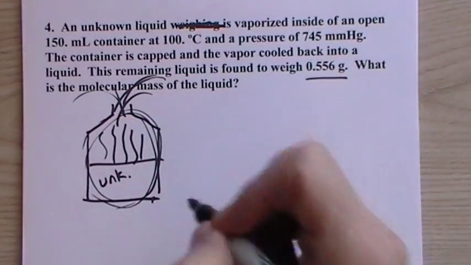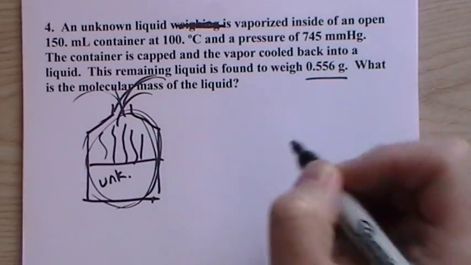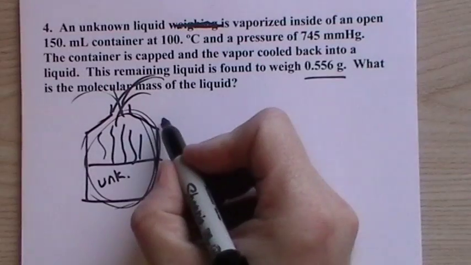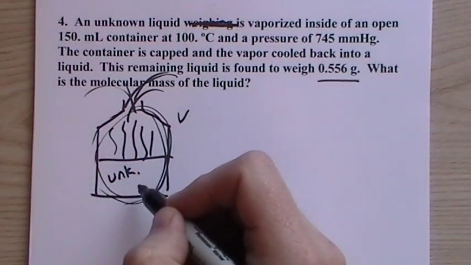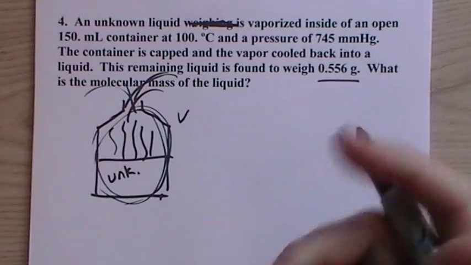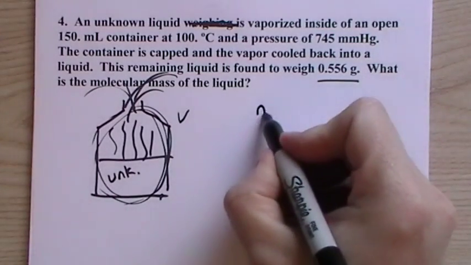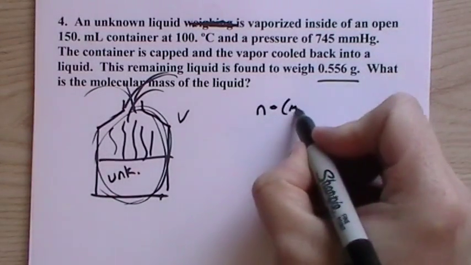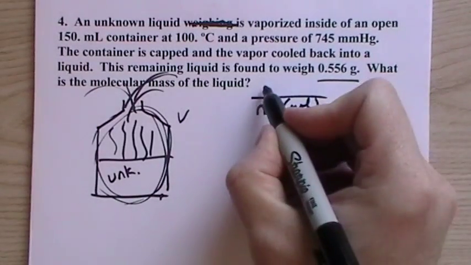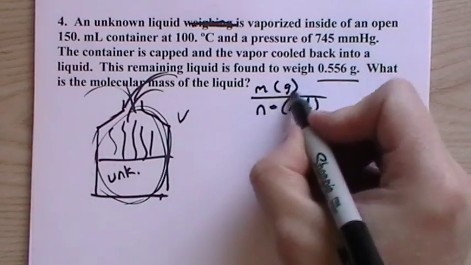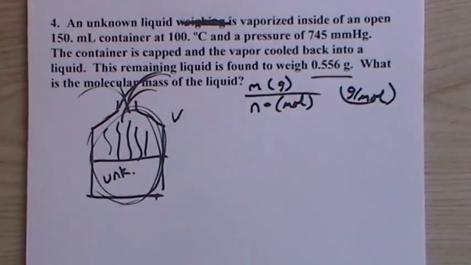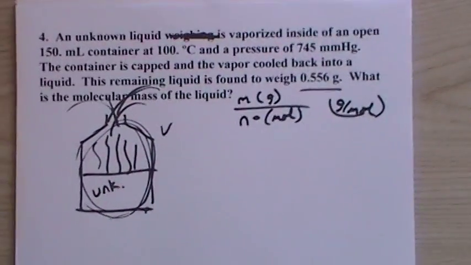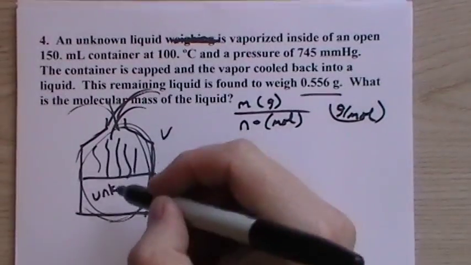Since it's a vapor, it's now a gas, and it follows the ideal gas law. So if we know the volume of this container, the temperature of the vapor, and the pressure, we can find the number of moles. If we divide the number of moles into our mass in grams, we end up with grams per mole, and that's the molecular mass. Very, very clever.